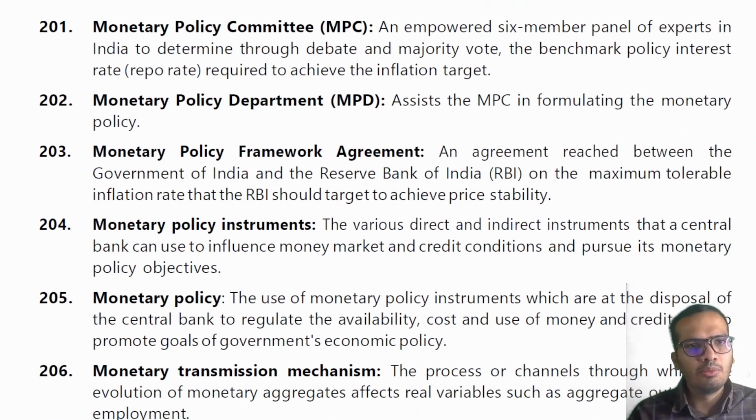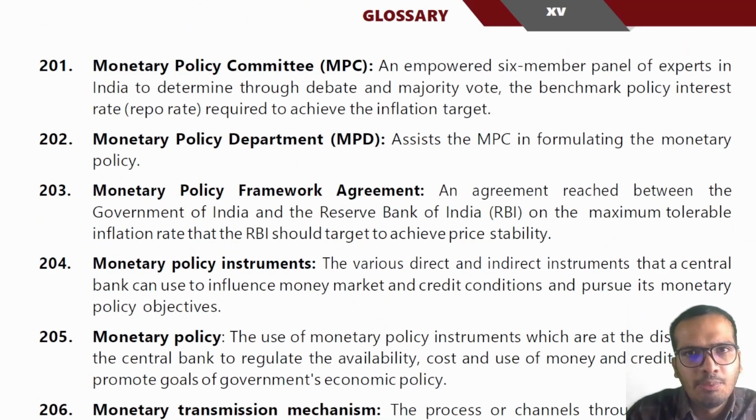Then we come to number 201, Monetary Policy Committee, MPC. So an empowered six-member panel of experts in India to determine through debate and majority vote the benchmark policy interest rate, repo rate, required to achieve the inflation target. Then we have number 202, Monetary Policy Department, MPD. So it assists the MPC in formulating the monetary policy.